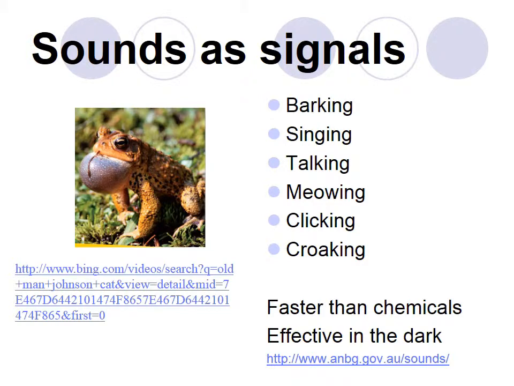Sounds, so here we're looking at barking, singing, talking, meowing, clicking, and croaking. And these are quite effective signals. They're a lot faster than chemicals. You can still use them when it's night because you're not relying on vision. And these animals might use it to be able to talk to each other, or they may use it to check where their space is, so how far away they are from something else. And they can also use it to say, well, I'm here, you need to come and find me. So they might use it for reproductive purposes. There's lots of different reasons why they would use sounds, but really they're using it to notify others where they are.